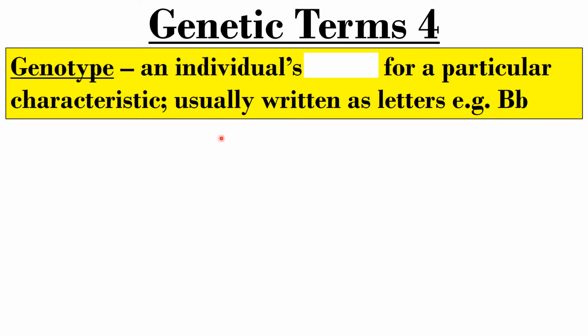Okay, next terms, so genotype. So the genotype shows an individual's alleles for a particular characteristic. And usually, if you're asked for a genotype, then you would write it as letters, and it's either a capital letter or a lowercase.